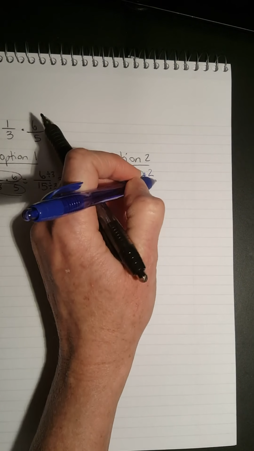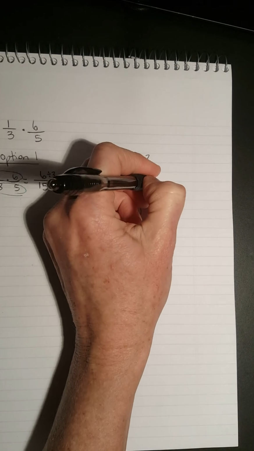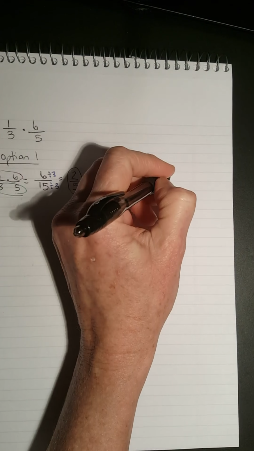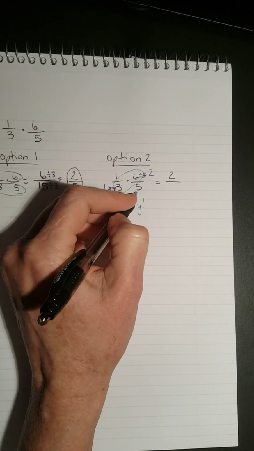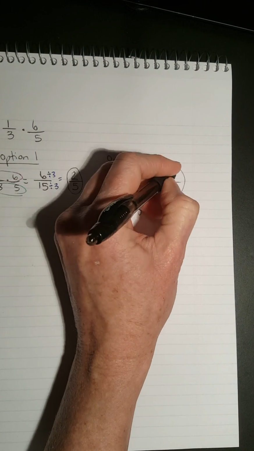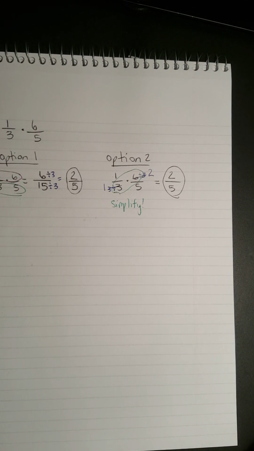And then you just multiply across. So I have 1 times 2, which is 2. I have 1 times 5, which is 5. So 2/5 is my final answer.